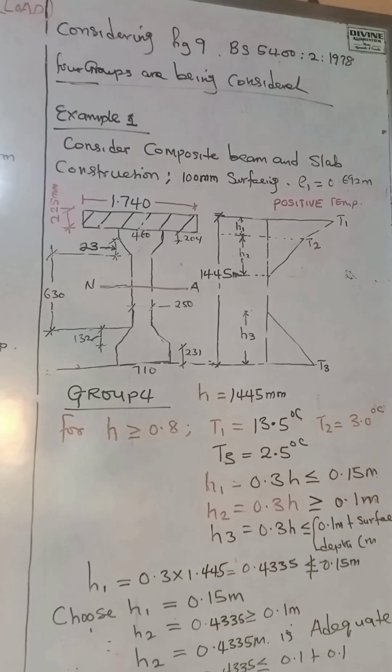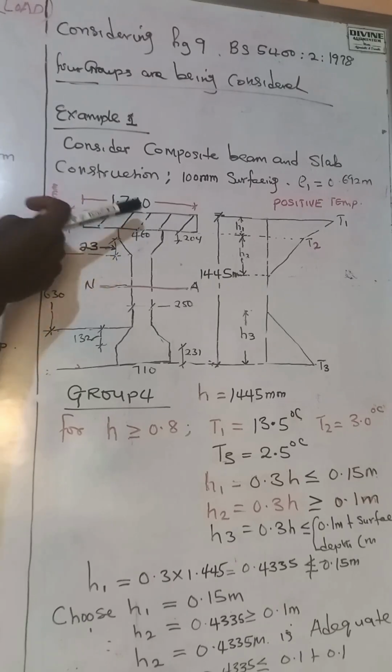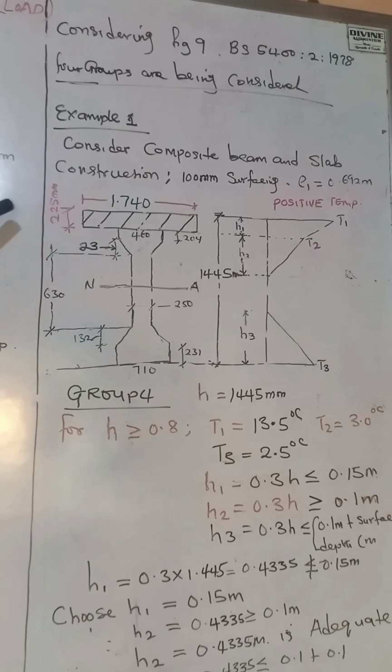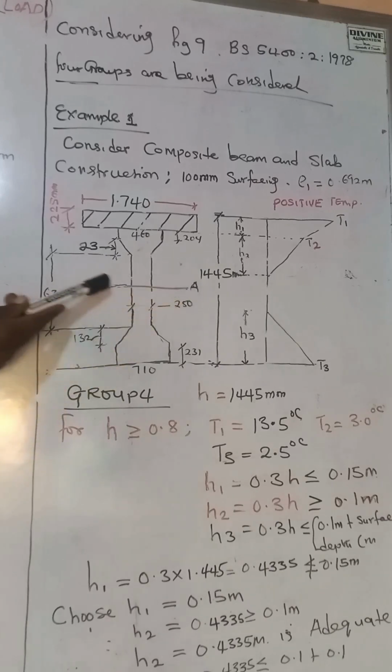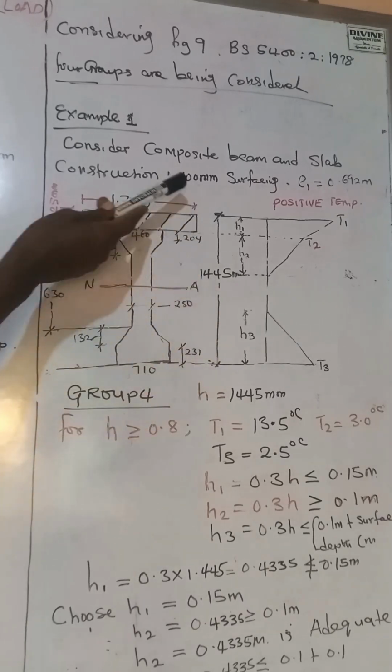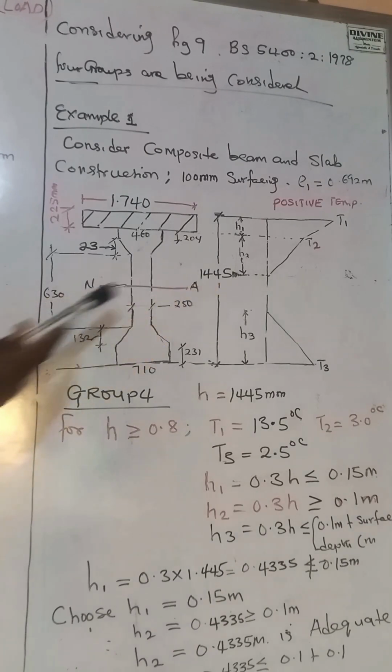All right, so let's consider example one, like we've seen in the BS 5400 code. I would like to look at this illustrative example. We have a composite section comprising an I-beam and a top slab of 225 millimeter. Now we have the centroid of this composite section, E1, to be 0.692 meters, from the surface of the beam down to the neutral axis. The overall depth of the section, we've seen, is 1,445 millimeter.